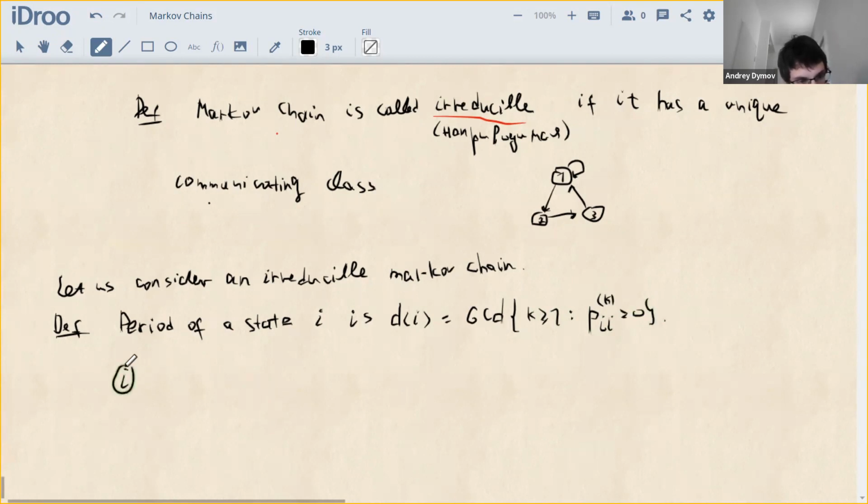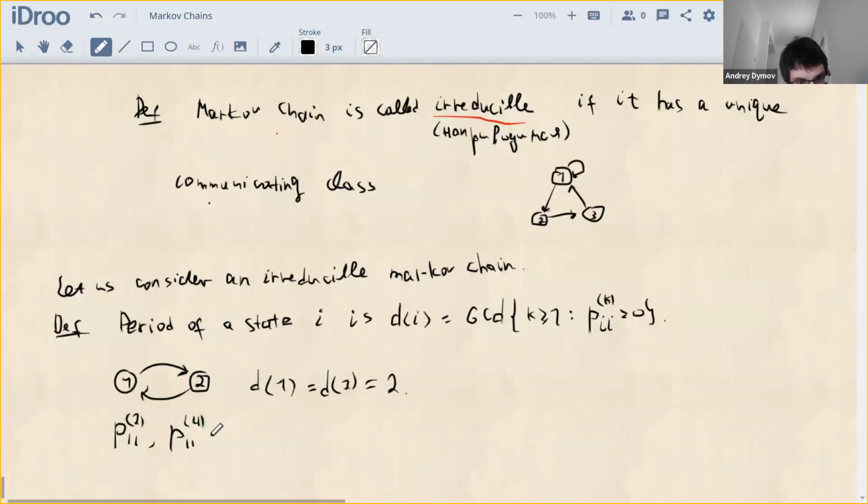For example, if you have a Markov chain which consists of 2 states, such a simple Markov chain, then the period of state 1 equals the period of state 2, because it's clearly symmetric, equals 2. Look, starting from state 1, you can arrive at state 1 in 1 step. You cannot, but in 2 steps you arrive at state 1. Then in 4 steps, of course, you can also arrive at state 1 and so on. So more precisely, in 2n steps, you arrive from state 1 to state 1. That's why the greatest common divisor is 2.